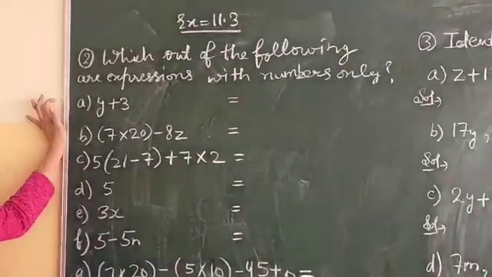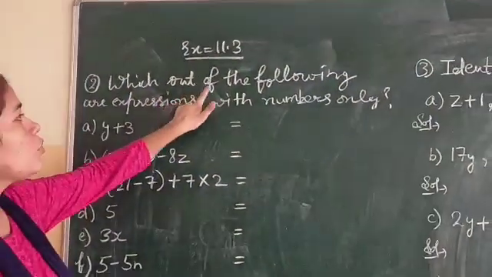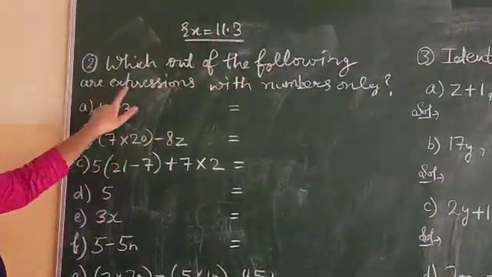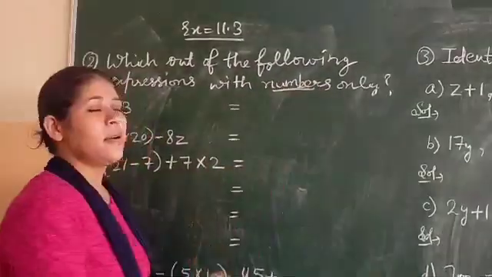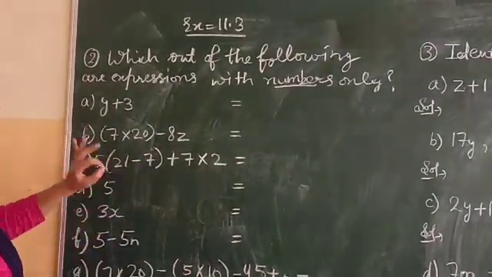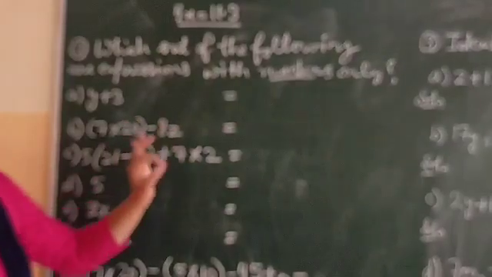Now we are starting exercise 11.3. Second question is, which out of the following are expressions with numbers only? I told you what numbers are. Number means counting numbers. You have to find out expressions with numbers only. There should be no variable.